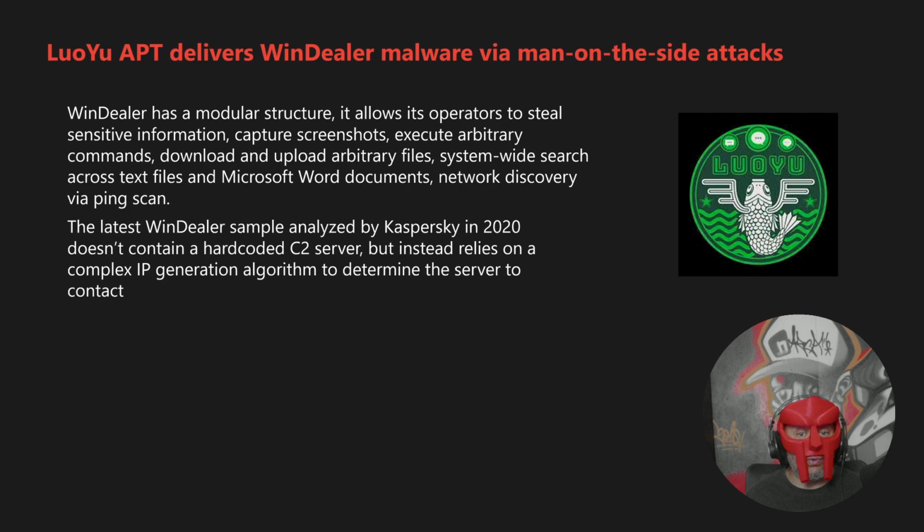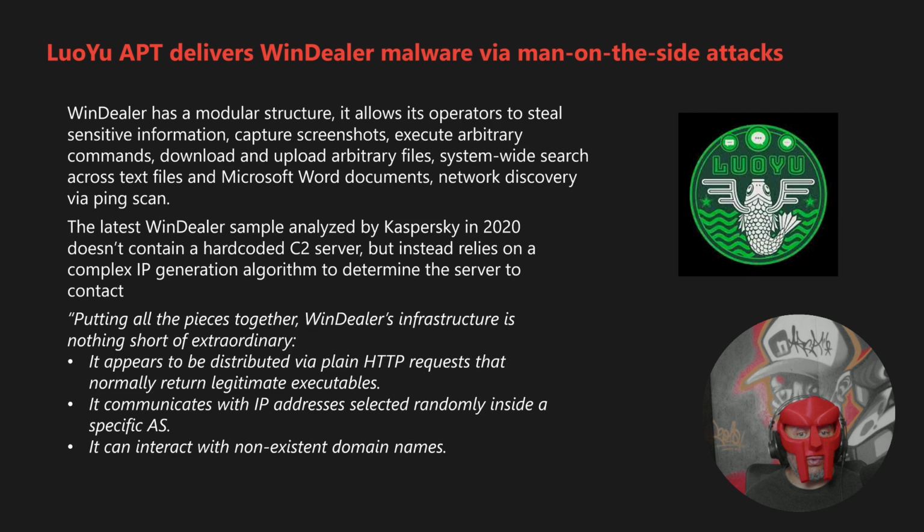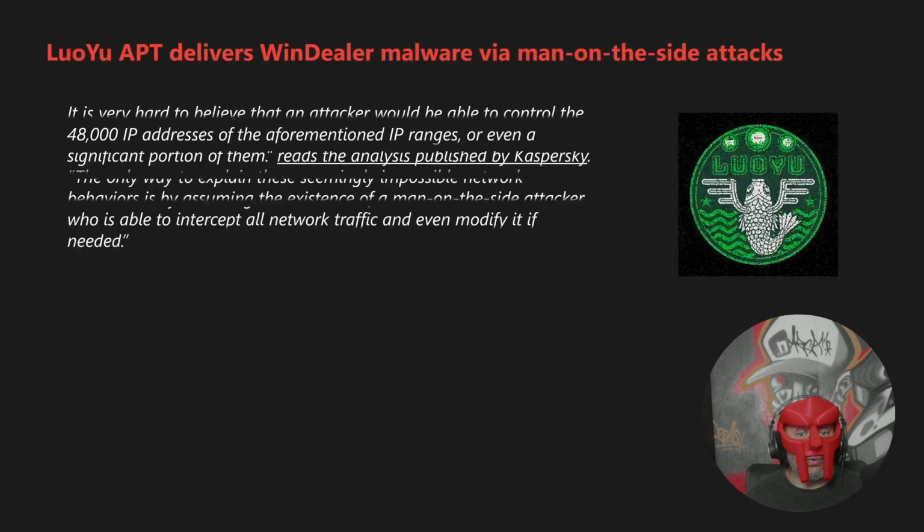The latest WinDealer sample, analyzed by Kaspersky in 2020, doesn't contain a hard-coded command and control server, but instead relies on a complex IP generation algorithm to determine the server to contact. Putting all the pieces together, WinDealer's infrastructure is nothing short of extraordinary. It appears to be distributed via plain HTTP requests that normally return legitimate executables. It communicates with IP addresses selected randomly inside a specific AS. It can interact with non-existent domain names.